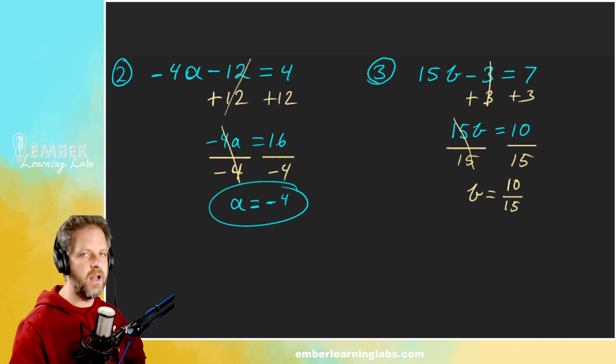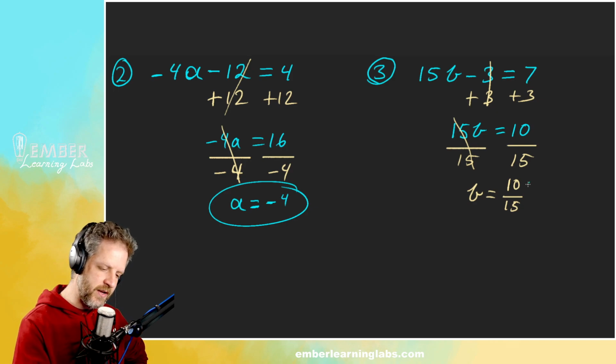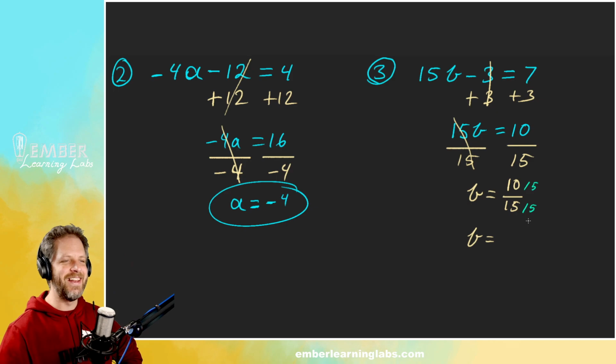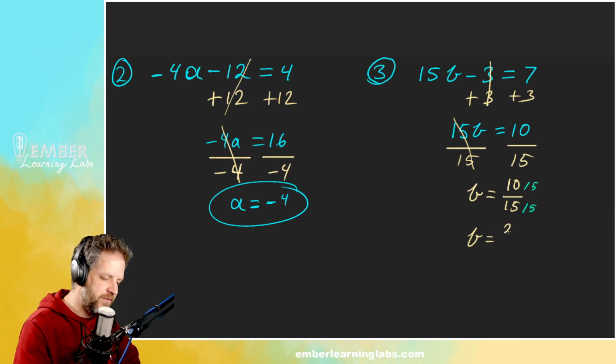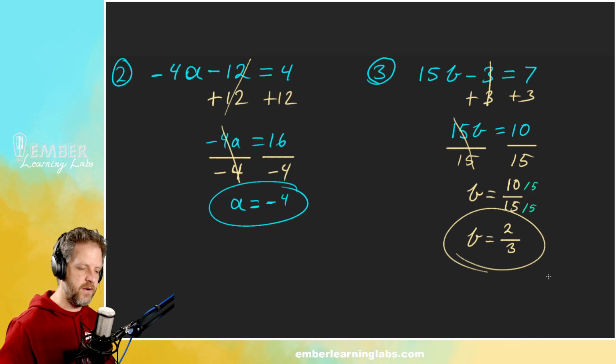Well, no. We've got a fraction. We're trying to reduce it, so we're trying to think division, right? What can we divide into both of those? 5. Absolutely. We can divide 5 on the top and bottom. So what is 10 divided by 5? 2. And then what's 15 divided by 5? 3. There we go.